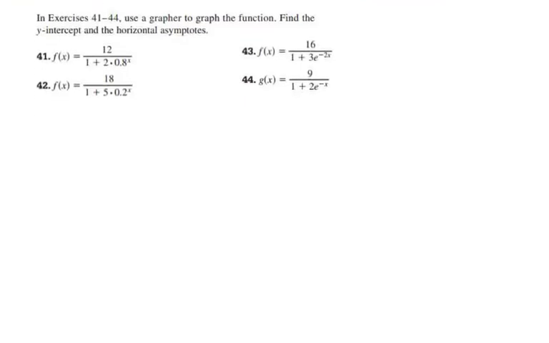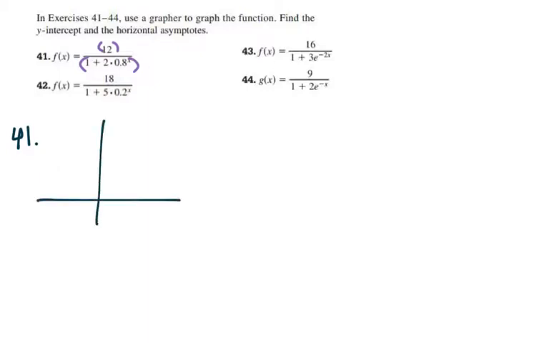Alright, and then we get to the logistic equation. So we're going to use a grapher to graph the function, find the y-intercept and the horizontal asymptotes. So, again, not graphing exactly, but we are going to identify those key features. So we type this into our grapher, and you do want to put parentheses as you're doing that in the numerator and the denominator.